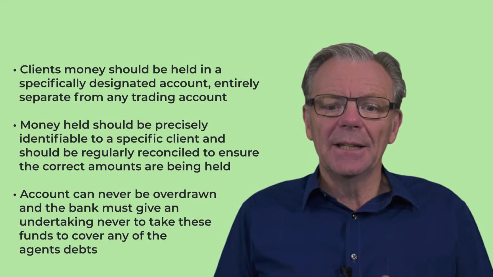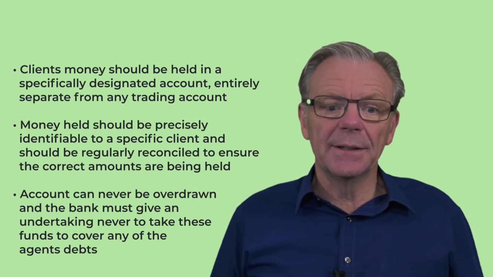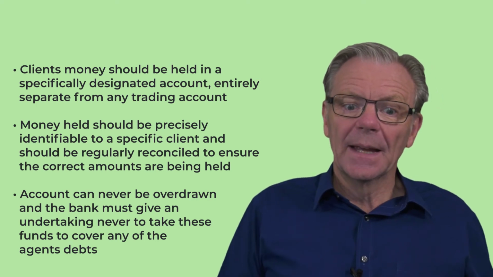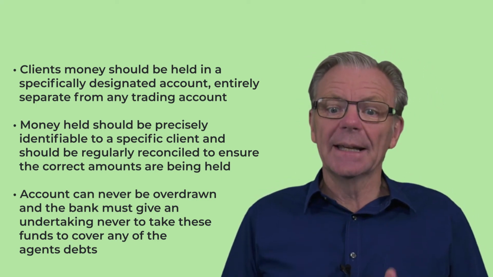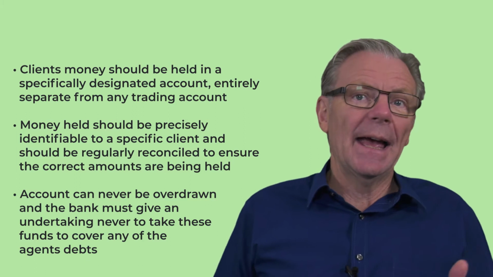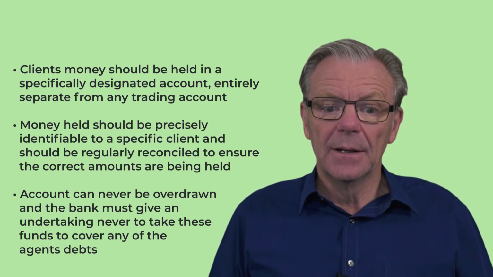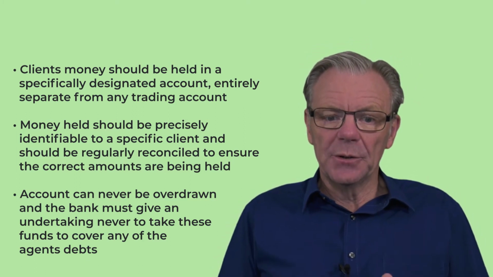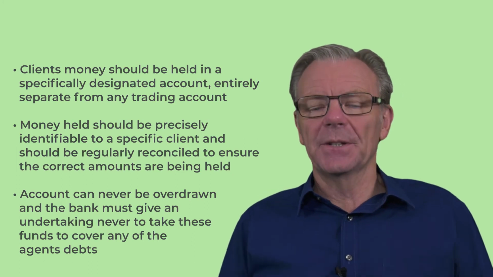The account and the individual sums held for each client or tenant can never be overdrawn, and the bank must give an undertaking never to take these funds to cover any of the agent's debts. For tax purposes, the agent will need to keep records of this for 6 years.